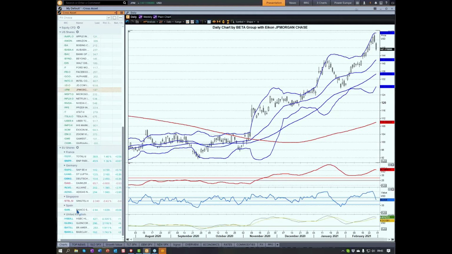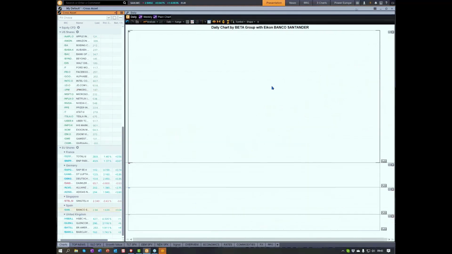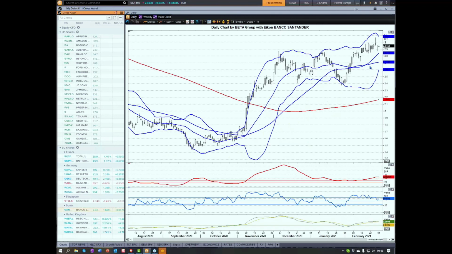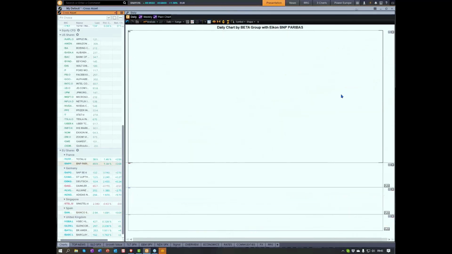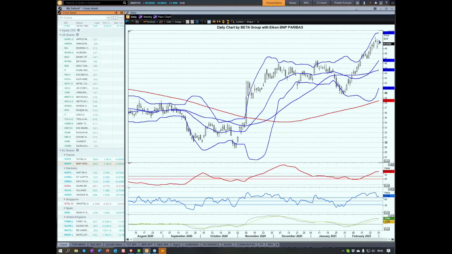Let's quickly go to Santander. Go to the European ones. This has also broken out of these three tops here, and I think that is looking good for heading further upwards. The BNP also here. Look at that. It's a great looking chart here, having broken those highs, breakout, retest, and on its way again.